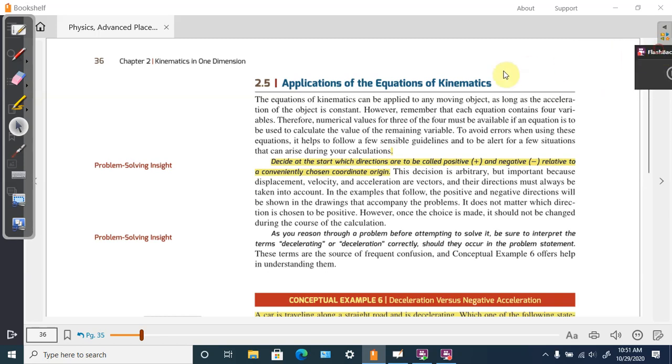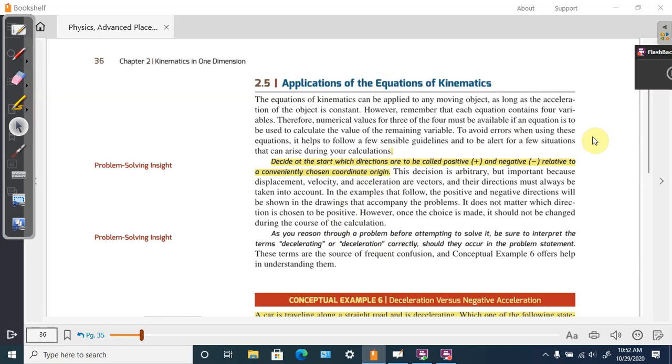For section 2.5 here, we just use the kinematic equations a little bit more from the last section. There's just a couple more examples that showcase those kinematic equations. However, there's a very, very, very important statement that they make here in 2.5.